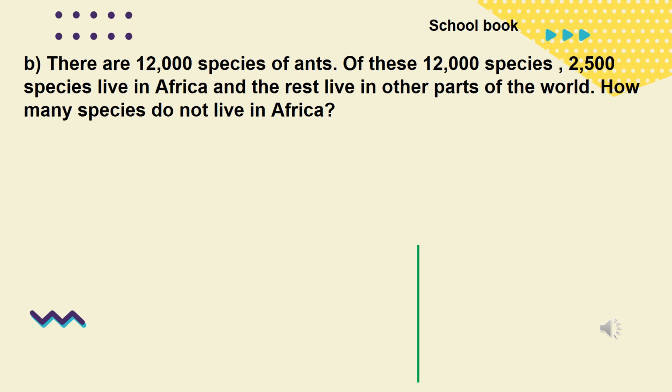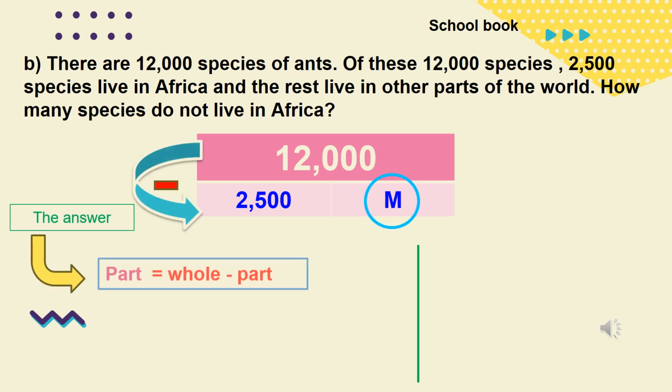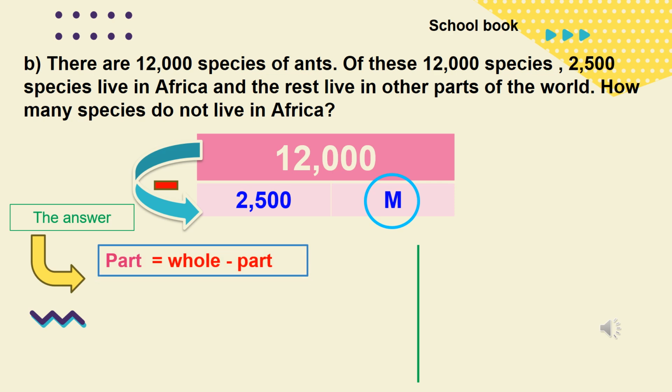Story number 2 from the school book. There are 12,000 species of ants. Of these 12,000 species, 2,500 species live in Africa and the rest live in other parts of the world. How many species don't live in Africa? So by using a bar model, the total of all species of ant is 12,000. The first part is 2,500 and the variable is here m.